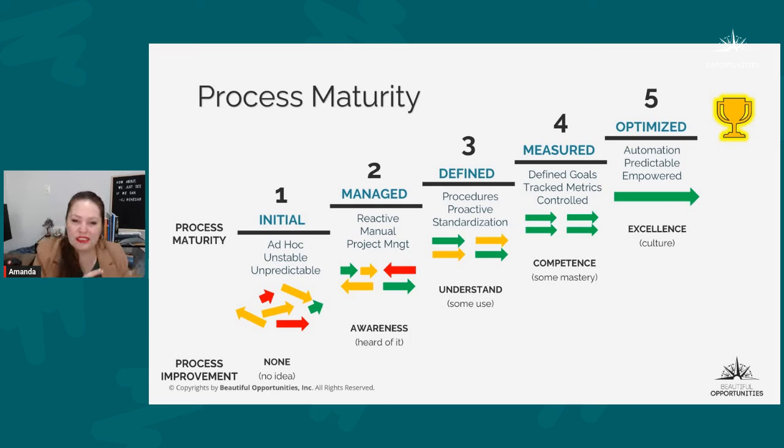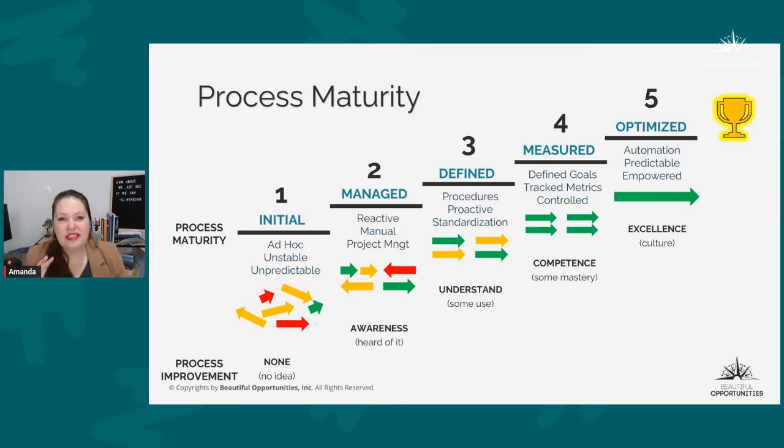And then we move from this defined stage into a measured stage. So now rather than just having these processes or procedures in place, now we're actually talking about what are our goals? How do we measure that? How are these processes running? Are they running effectively and efficiently? So we're starting to develop some of those targets and goals. We're getting more aligned in terms of what customer value is or what our target is.